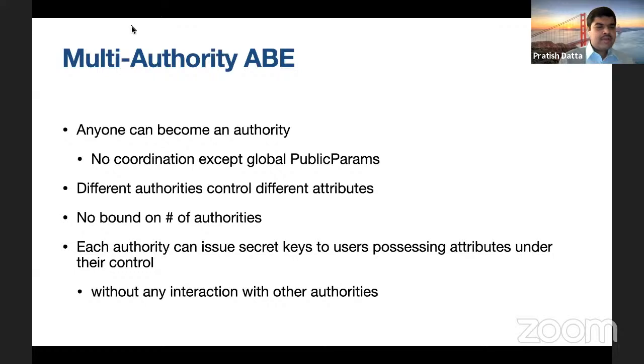And in order to handle this distributed nature of attribute possession, this version of ABE called the multi-authority ABE is considered in the literature. So in a multi-authority ABE scheme, any party basically can become an authority at any point of time, and there is no coordination required between the parties except the generation of global public parameters that is available to all the parties in the system. And the different authorities control different attributes as usual, and there is also no bound on the number of authorities that can ever come into existence during the entire lifetime of the system. And the authorities are able to issue secret keys to users for attributes under their control without any coordination with any other authority in the system.